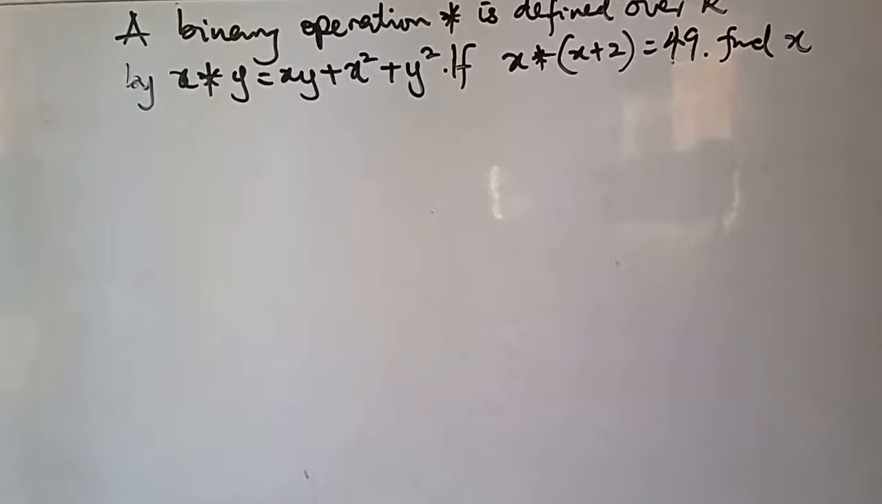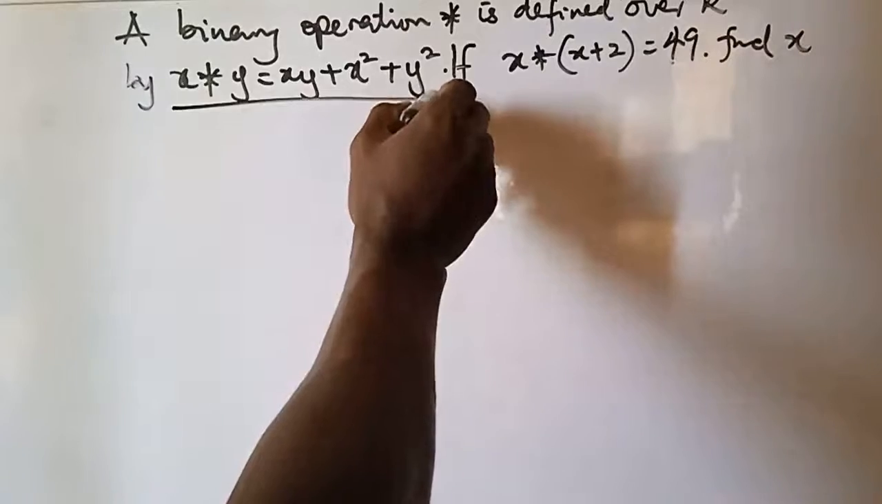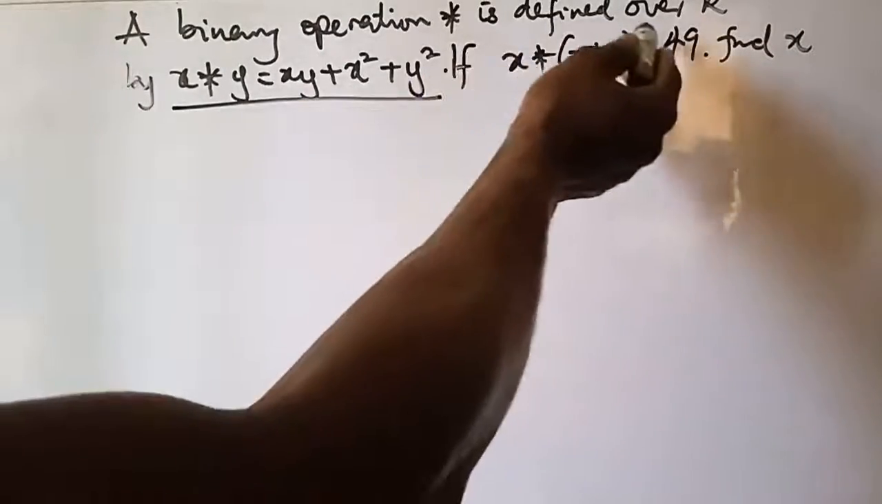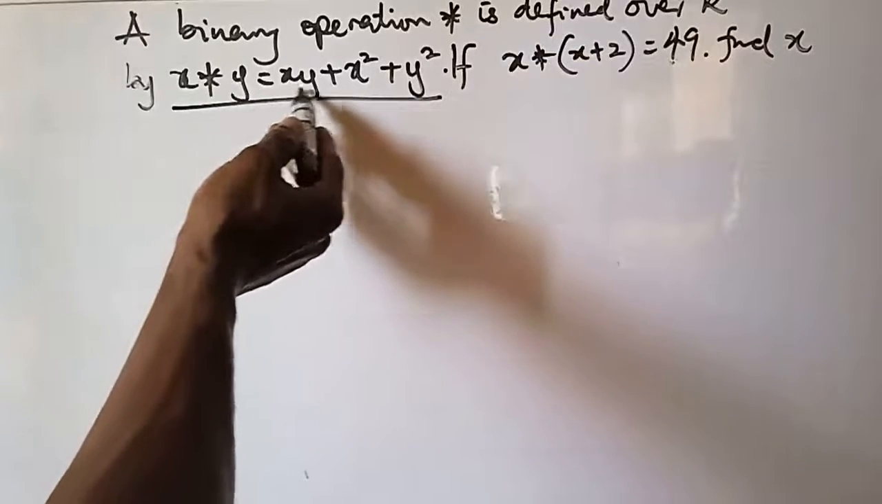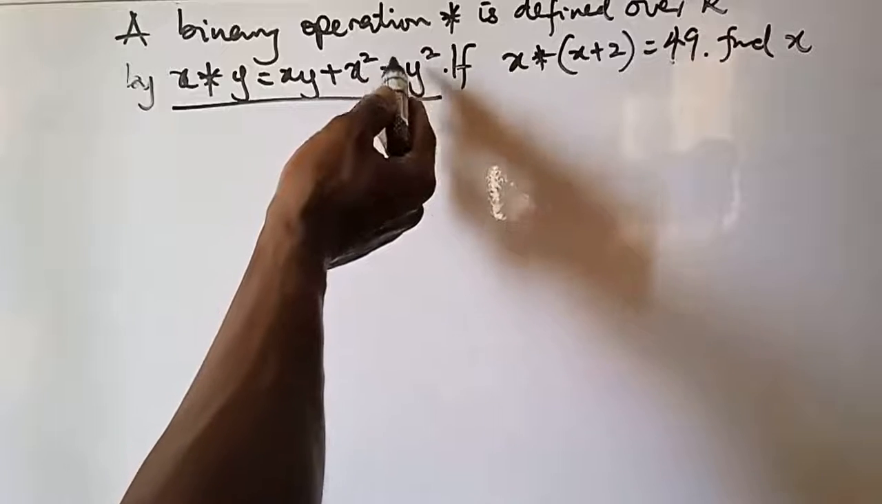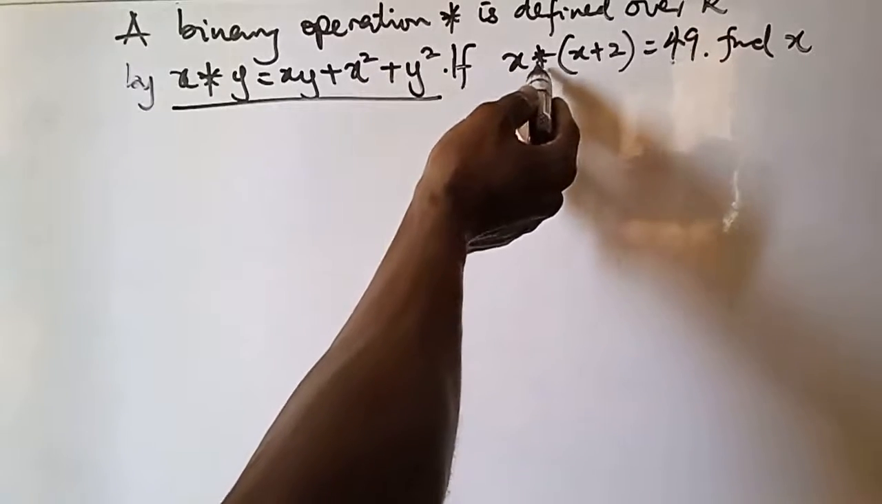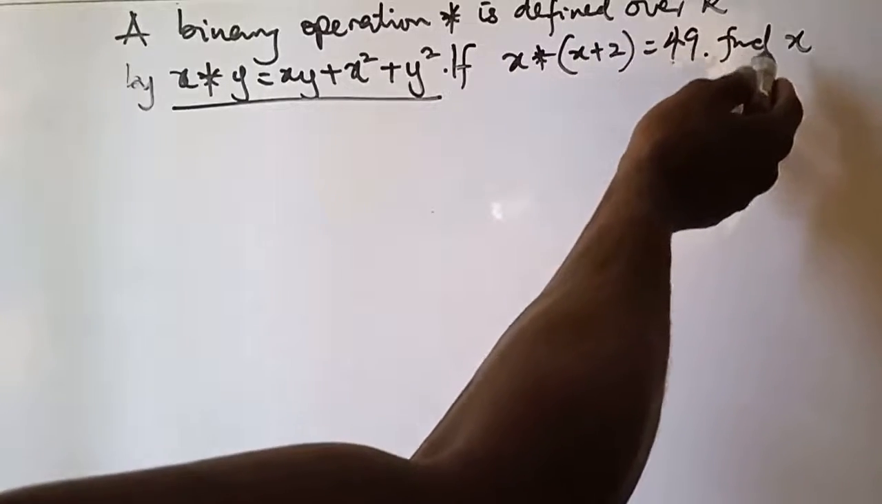Still under binary operation, let's take a look at this expression here, and we'll be solving it. Now, if binary operation is defined over R by x operation y equals xy plus x raised to power 2 plus y raised to power 2, and x operation (x plus 2) equals 49, find x.